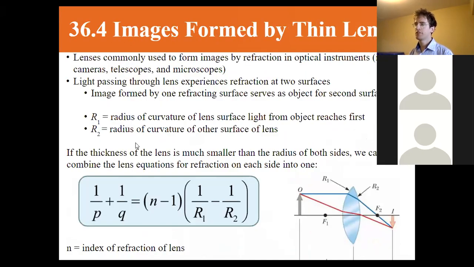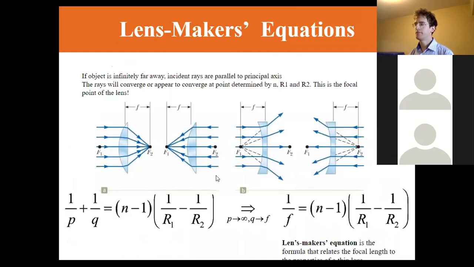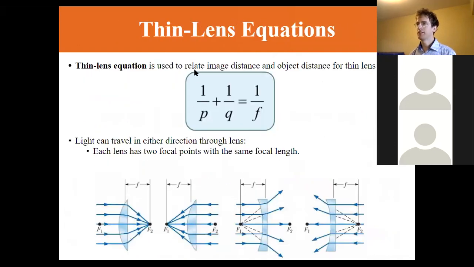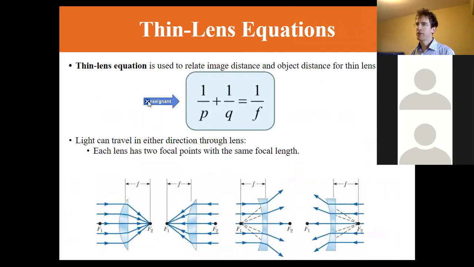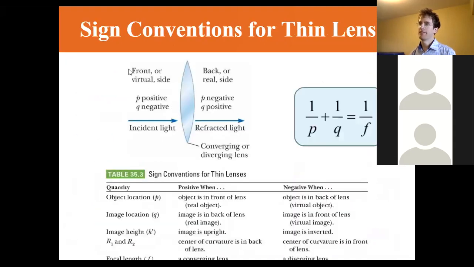So just know thin lenses. This formula, don't worry about it. Just know this is a lens equation, same as a mirror equation. Be careful with Q and F. So just know for what type of lens F is positive, what type of lens is negative.